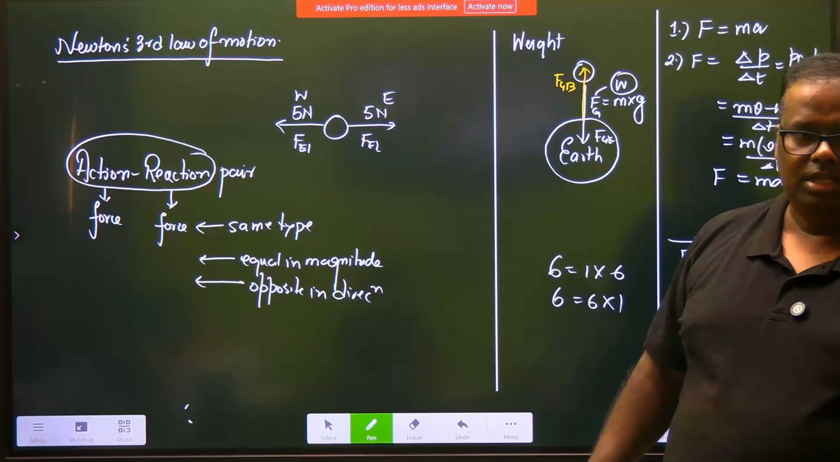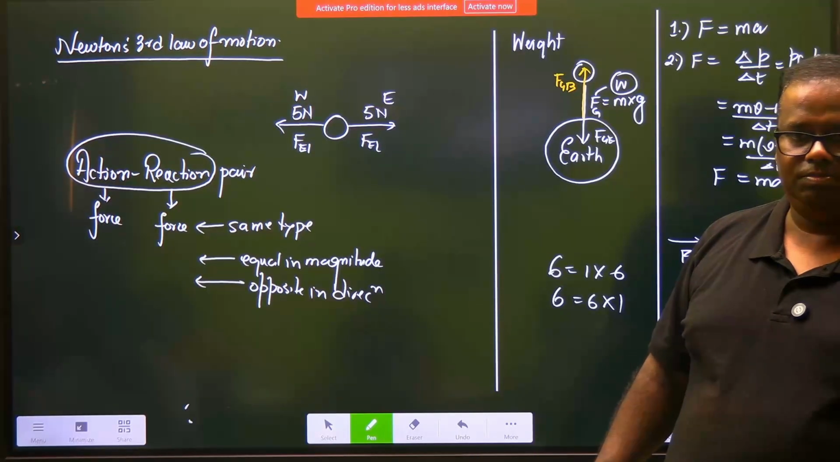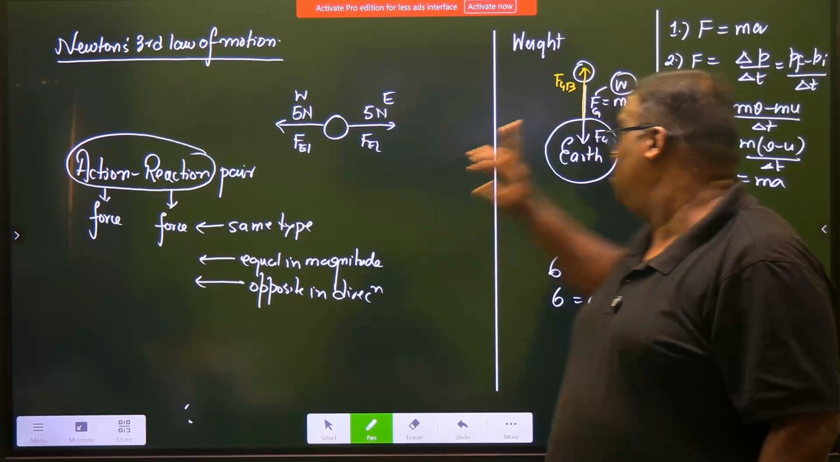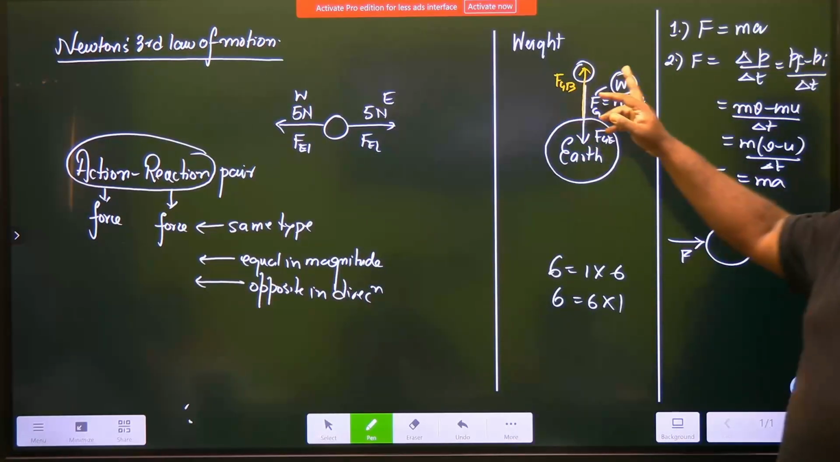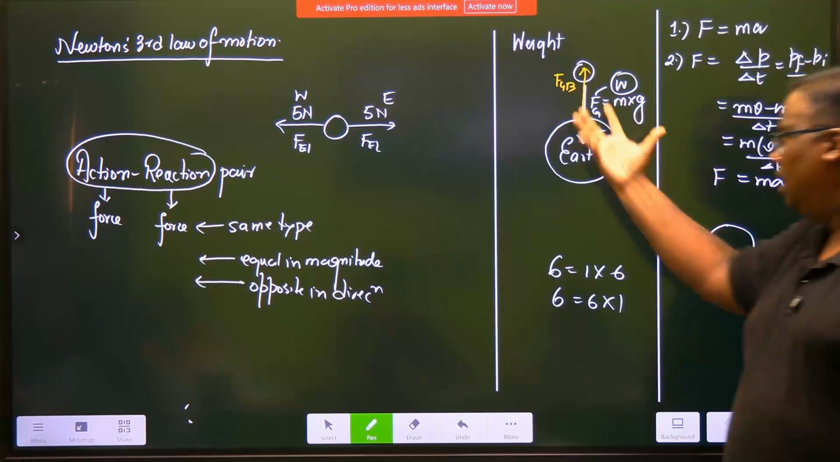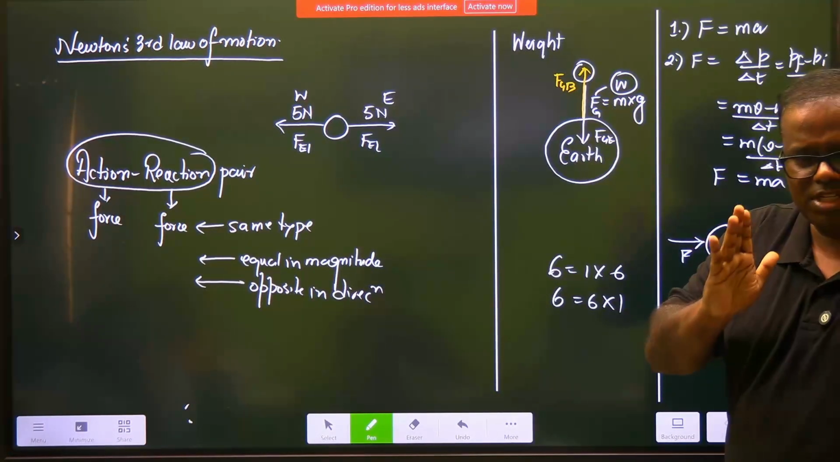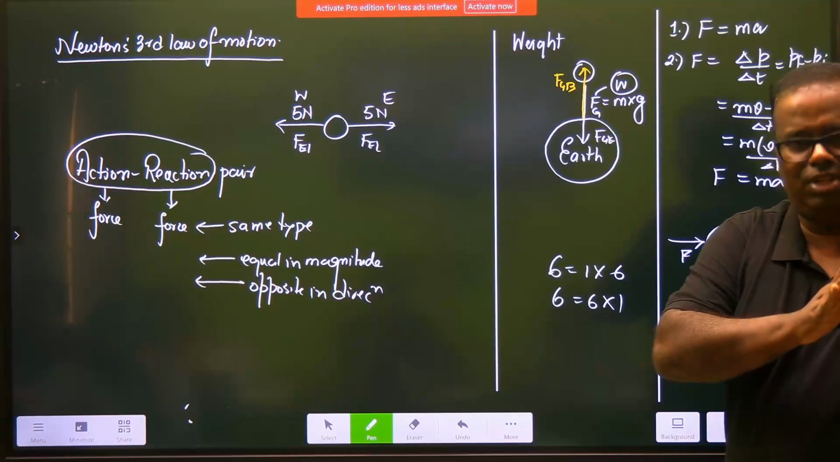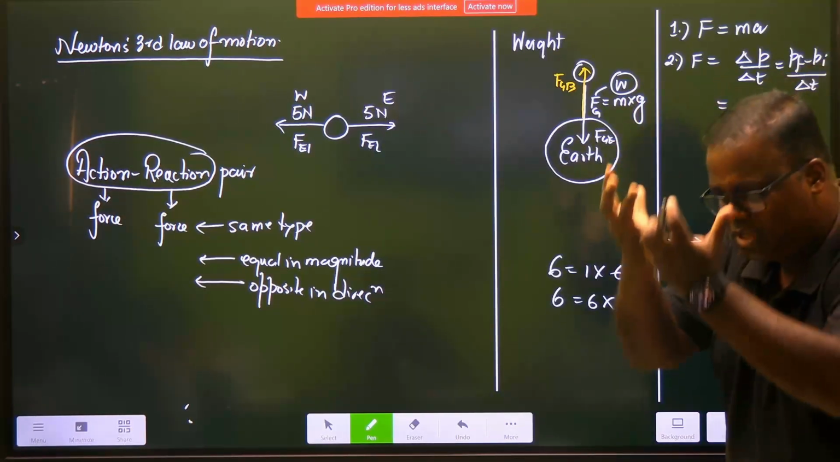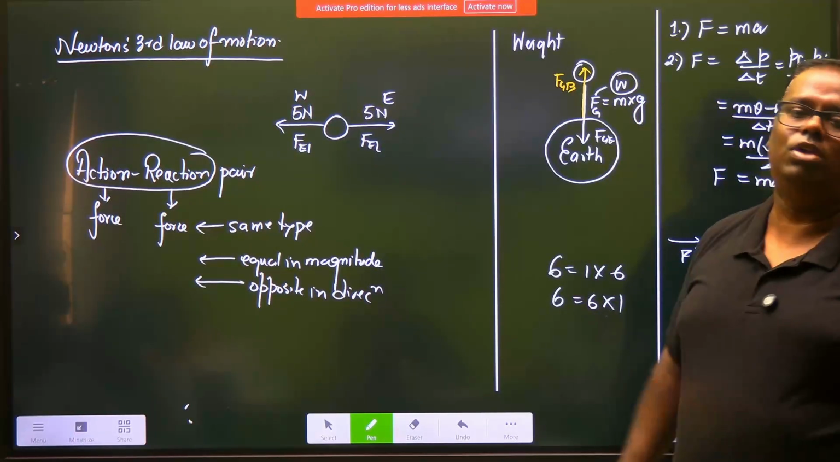Clear? Any confusion on action-reaction? Okay, let's see one. So weight was one sort of a force. Weight is a gravitational force. Weight is a special name given to Earth's gravitational force. When Earth pulls a body towards itself, we call it weight.